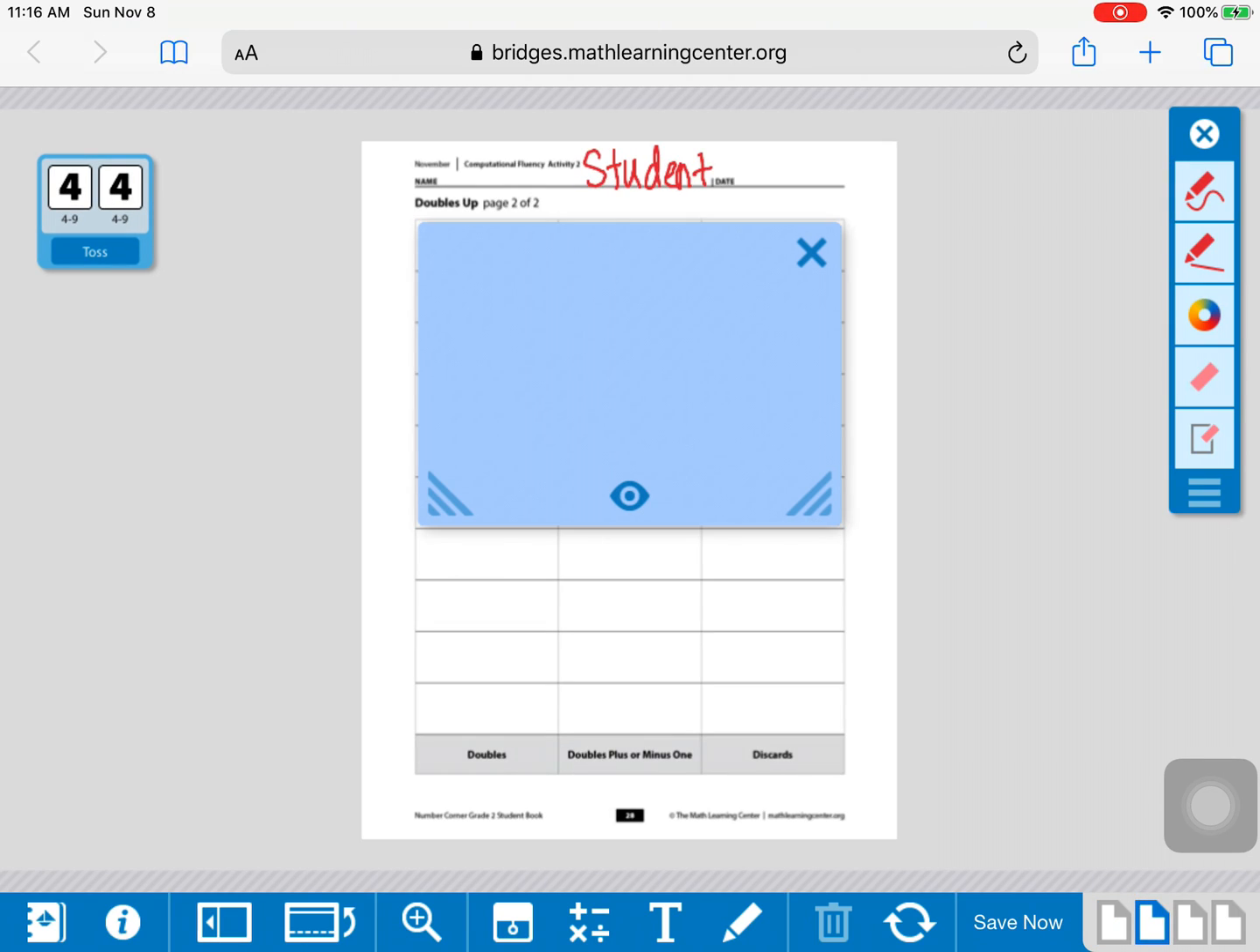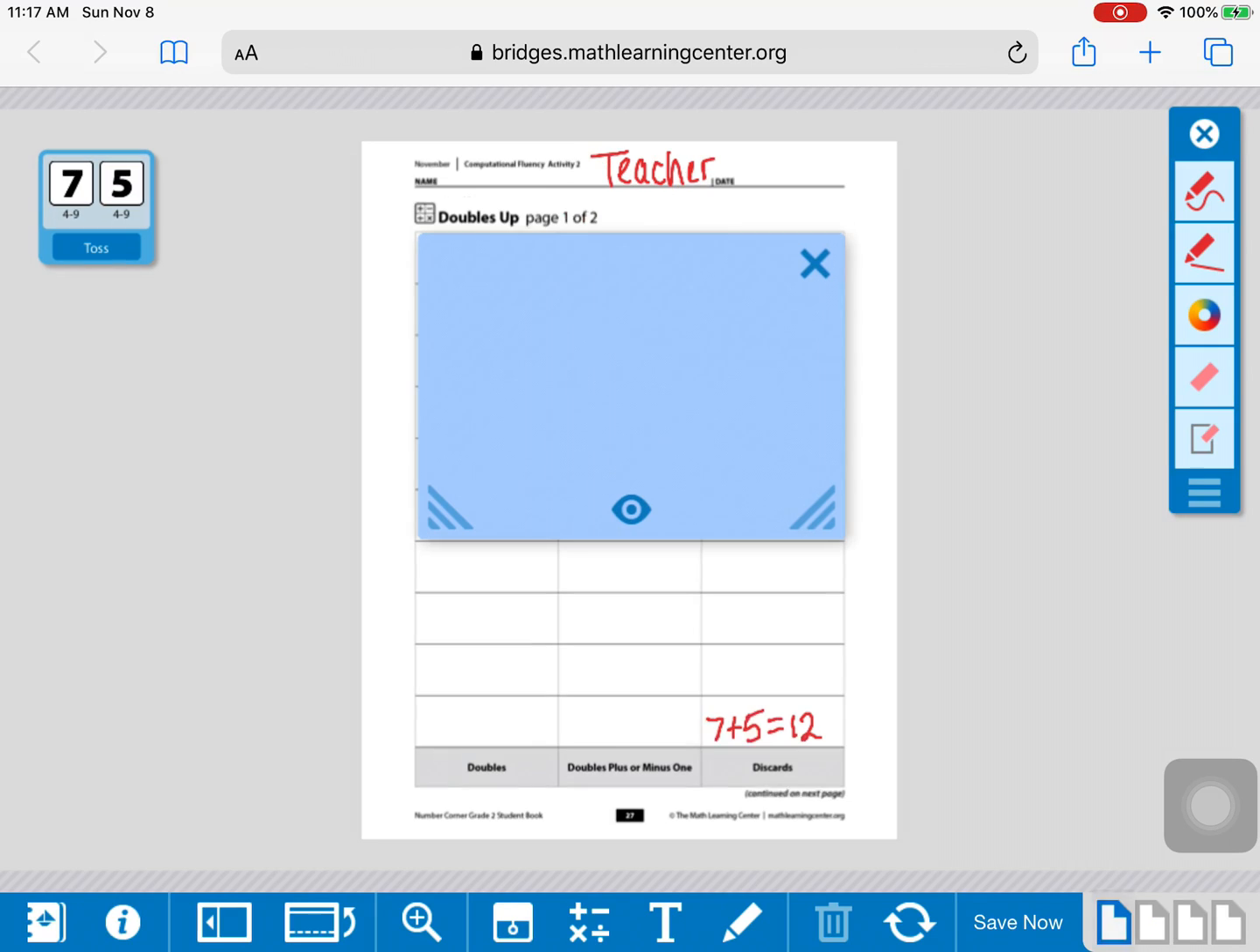So let's go ahead and roll or toss. 9 and 7. Is that a doubles plus or minus 1 fact, or neither? That's right, it is neither. So you would write this equation under your discard pile in your book. Go ahead and do that right now. So 9 plus 7 equals 16.